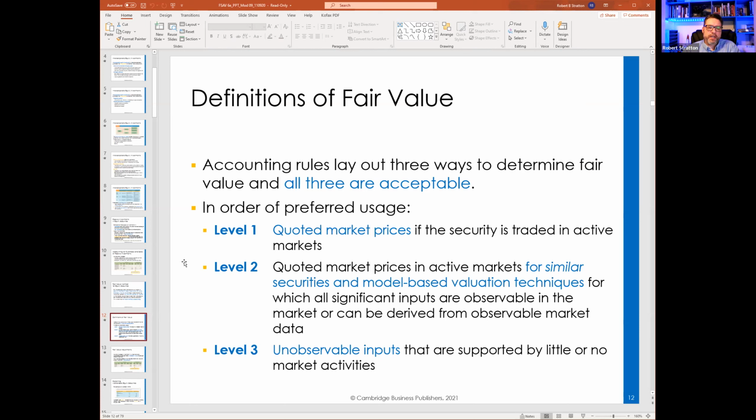And we can just check if it's a public company, we can just check the New York Stock Exchange or whatever exchange it's listed on and say, oh, it's now been traded at 23. So we've had a $3 a share gain, and we recognize that on the financial statement. That's a level 1. So it's really easy, but not everything's so easy.